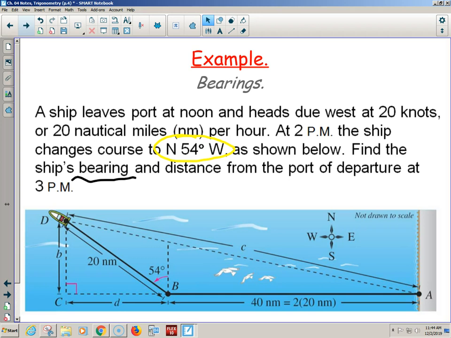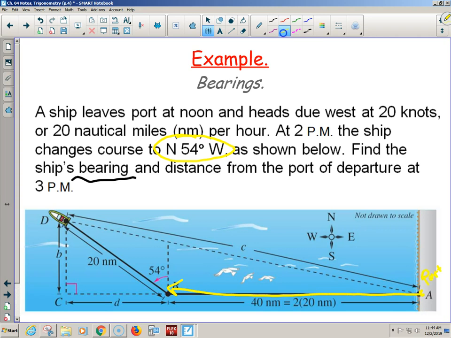Okay, so he leaves port at noon and heads due west. Can you guys tell on the picture, where is the part where he headed due west? B. Do you see it? So due west, that must be this part of the journey. Does that make sense? Okay, so here's my port. I can go ahead and draw this, and he headed due west. Got it.